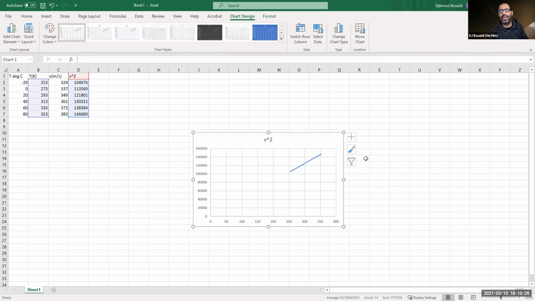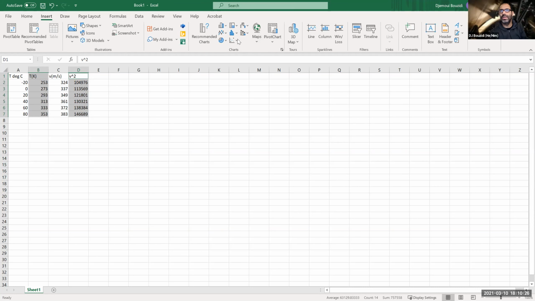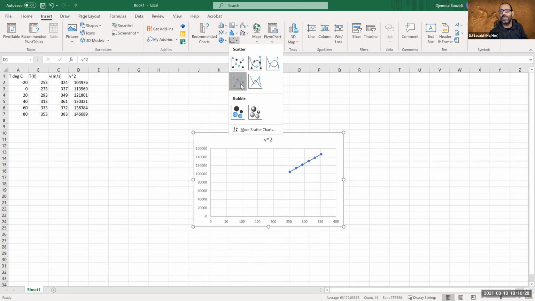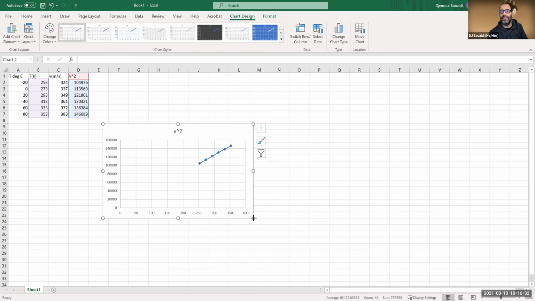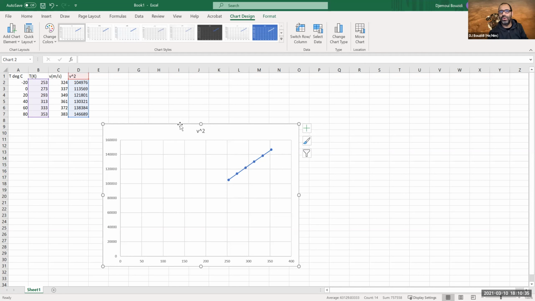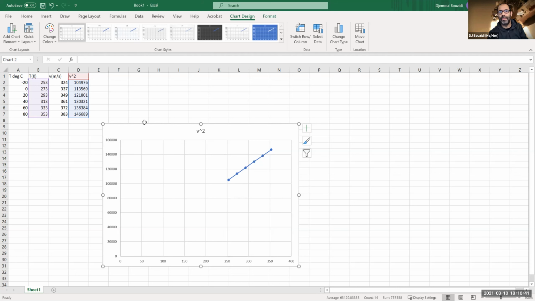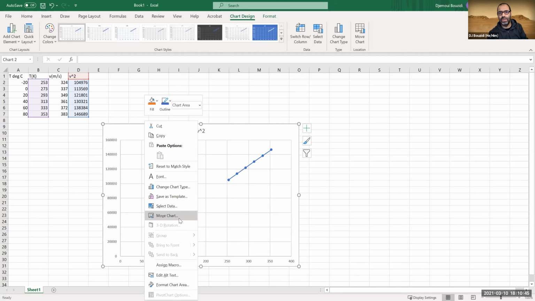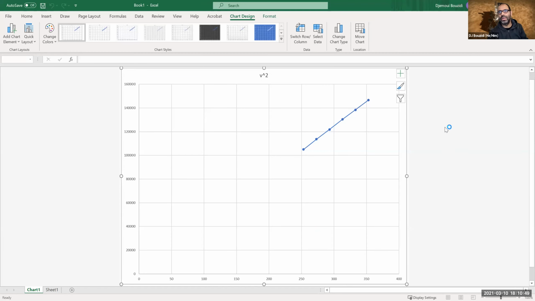Actually, I don't need that. I can do the data one if you like. So again, insert, with the data points in here. I need those data points to see exactly what I'm talking about. Again, I could do a fit line, I could do whatever. I can move this chart to a new chart sheet, and basically have the chart in here to look at it.